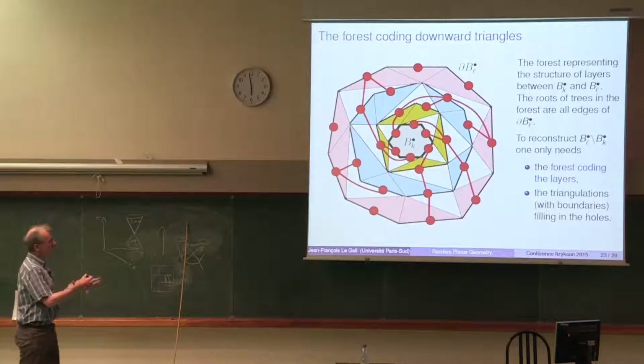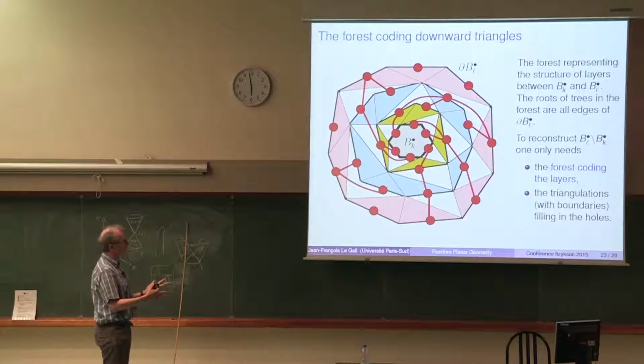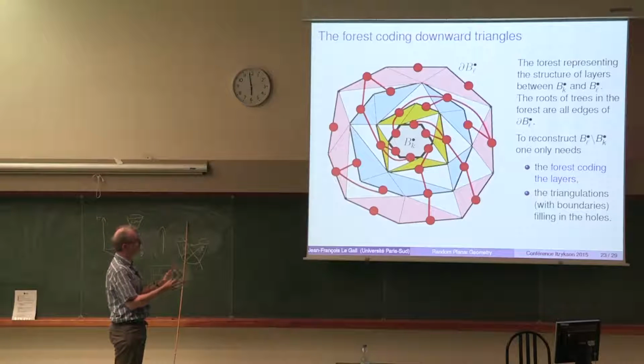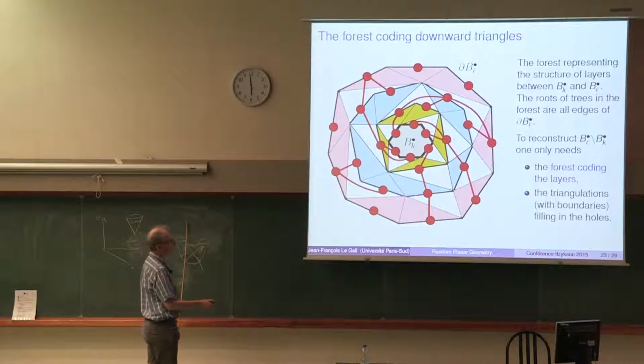So now you have a combinatorial way, if you want, to represent your configuration of downward triangles. Okay? And if you want to reconstruct, in fact, the layers, you only need to know the forest that codes the configuration of downward triangles, and also to fill in the holes. Okay?